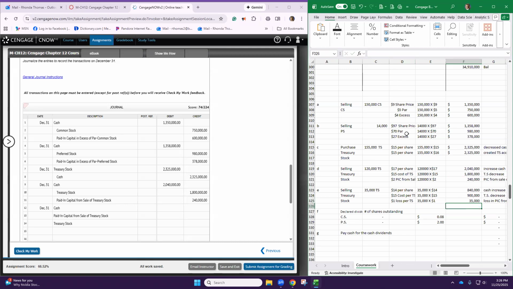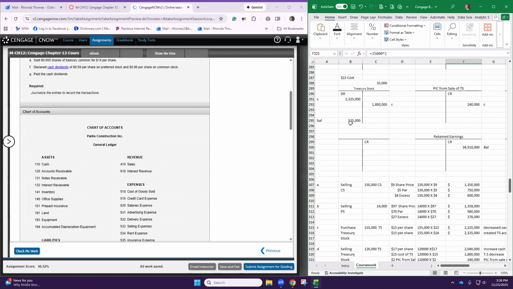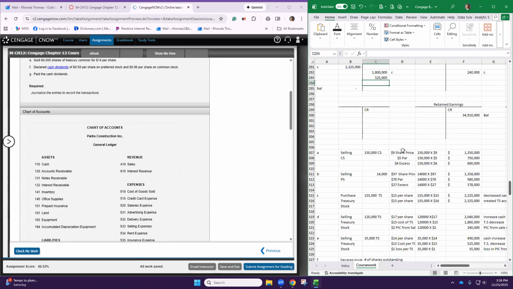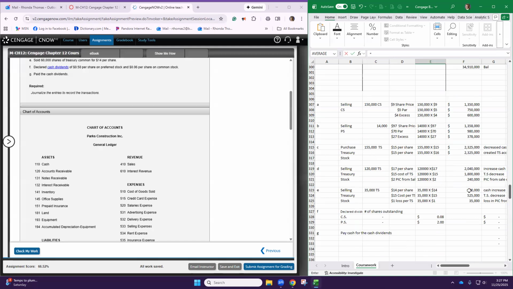I only show 35,000 shares left to sell. So 35,000 times 14, and then 35,000 times 15. So that would mean that we would be empty up here. See, there's only 525,000. So to make that sale, and then there would be no treasury shares left. There it is. And cash is coming in for that sale. Okay, that's fine.